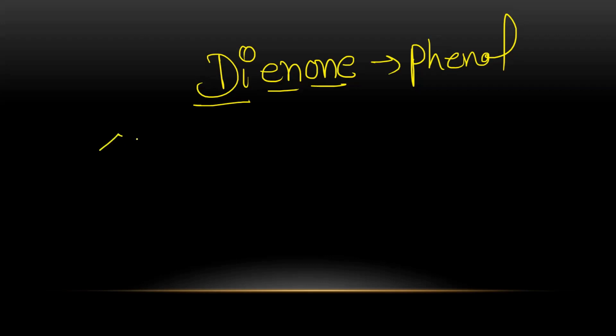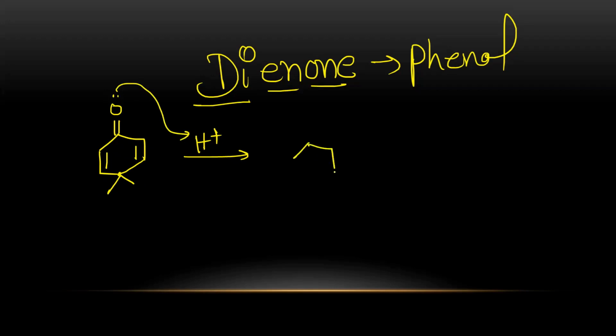Now, for example, I have one molecule. This is dienone, and this is a cyclohexadienone. For example, this center will be an sp3 center. Suppose there are two methyl groups. If we treat it with H plus, what will happen? First, we know oxygen will be protonated because it is nucleophilic. This oxygen is the nucleophile.